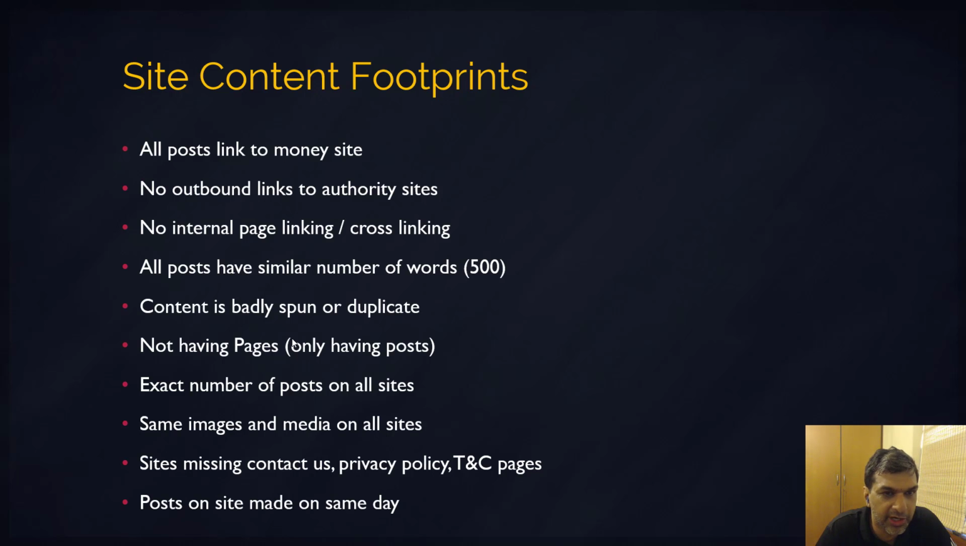So if all your posts link to your money site across your entire network, like you have 20 posts and each of those 20 posts links to the money site, then that's a footprint. Then, if you don't have any outbound links to any authority sites, if you have a PBN network of 50 sites and none of them link out to authority sites, that's a footprint, right?